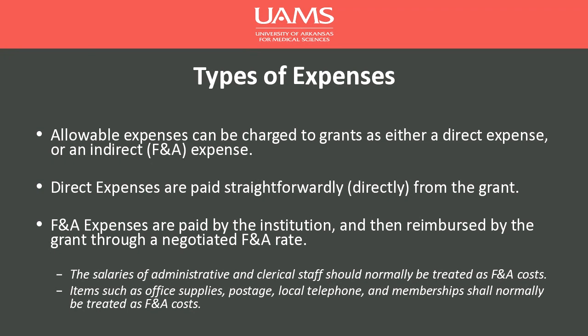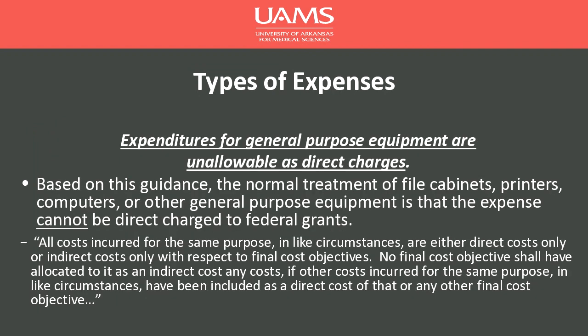Salaries of administrative and clerical staff should normally be treated as F&A costs. That's one of the things that Janet was talking about. Those are things that are indirect costs normally, unless you have a large program project grant. Those are all institutional costs. Office supplies, postage, local telephone, and memberships should normally be treated as F&A costs as well.